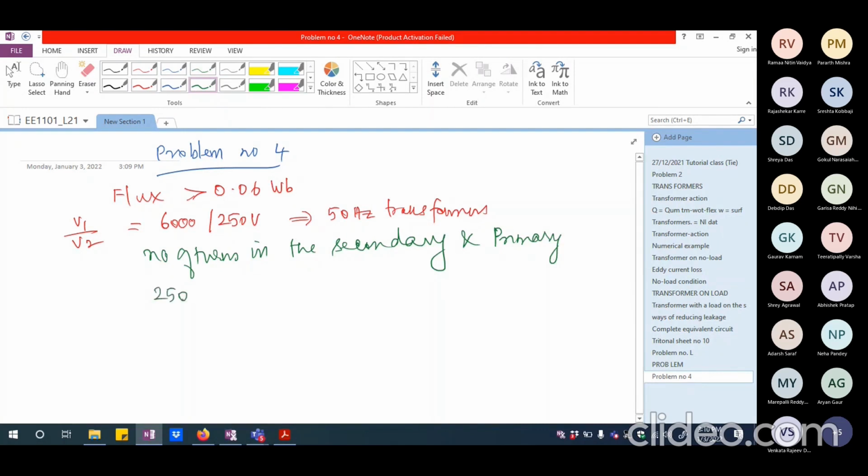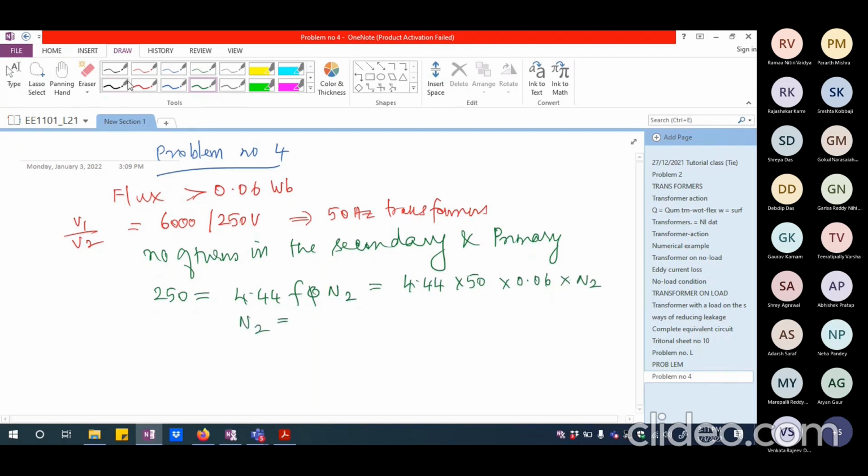So if I say 250 volts, 250 is going to be equal to 4.44 f phi multiplied by the number of turns N2. So I can write this as 4.44 multiplied by 50 multiplied by 0.06. It's slightly more than 0.06. It cannot be less. And multiplied by N2.